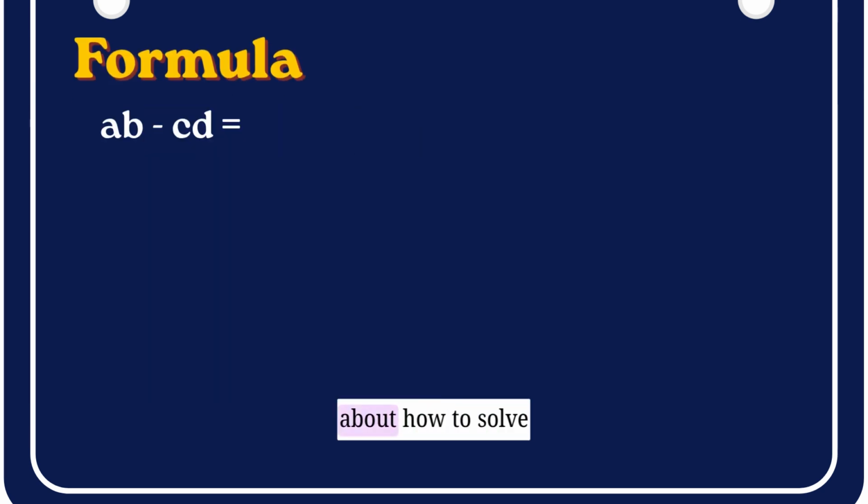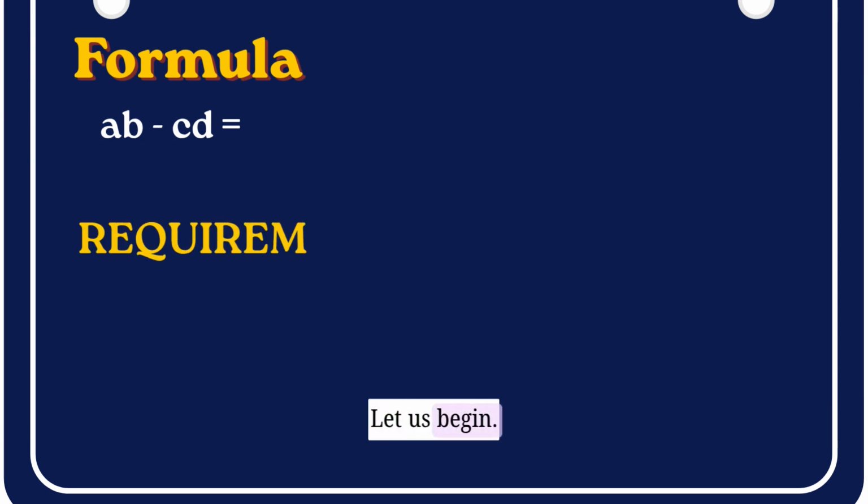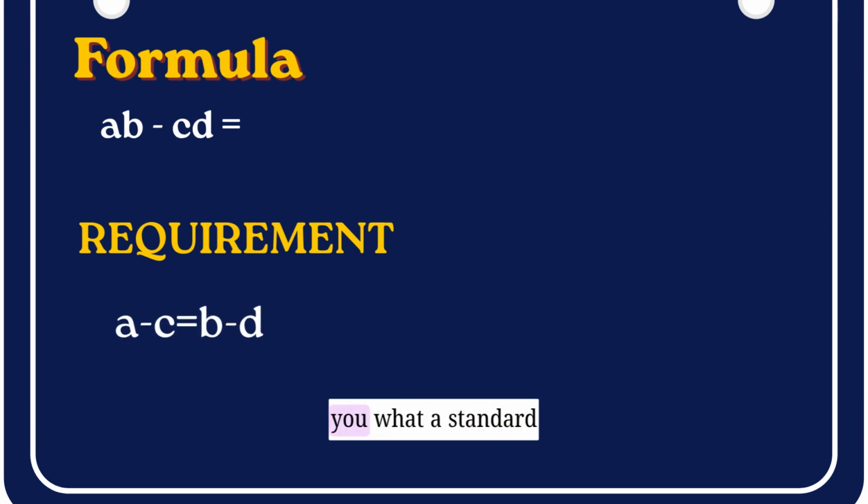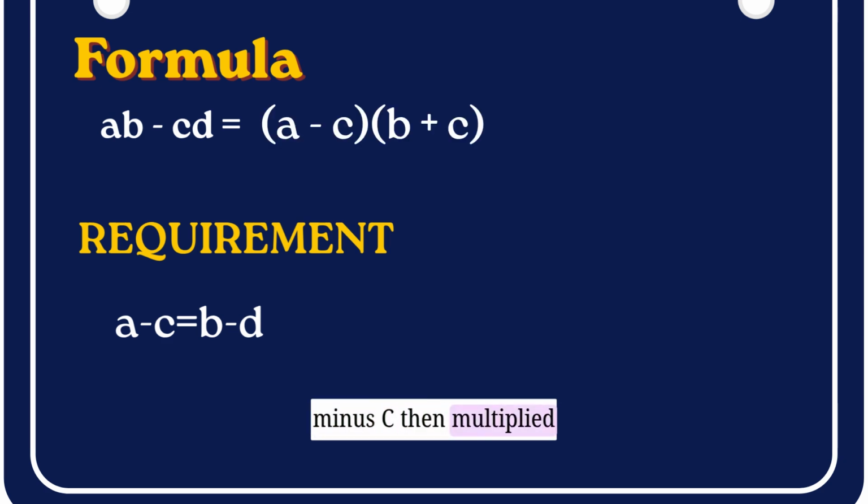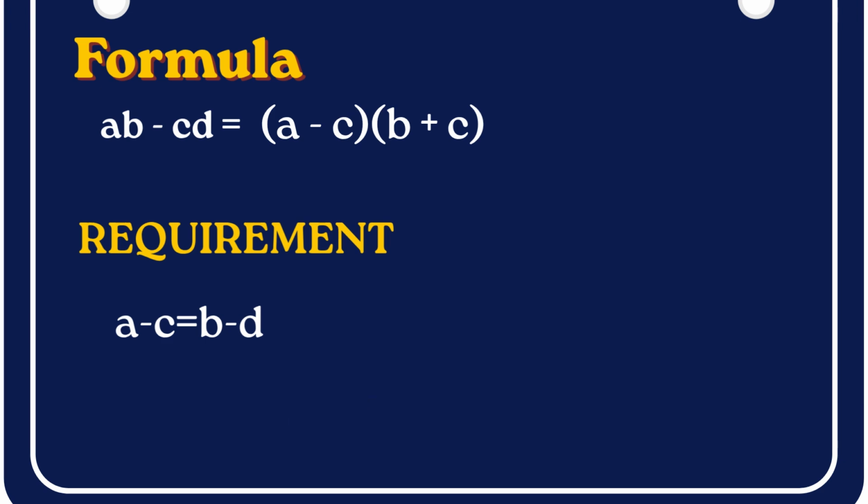Today we shall be talking about how to solve a subtraction of two multiplied numbers much faster than normal. Let us begin. Allow me to show you what a standard subtraction of two multiplied numbers looks like. AB minus CD. The formula to solve it quickly is just this: A minus C, then multiplied by B plus C. This ought to be much simpler than simply multiplying the whole thing.